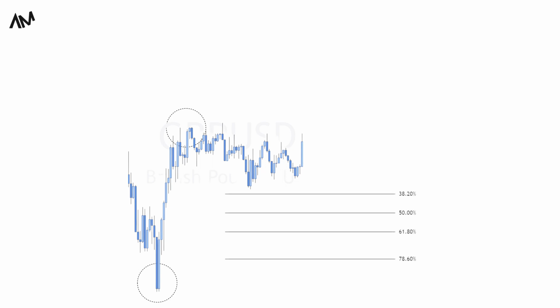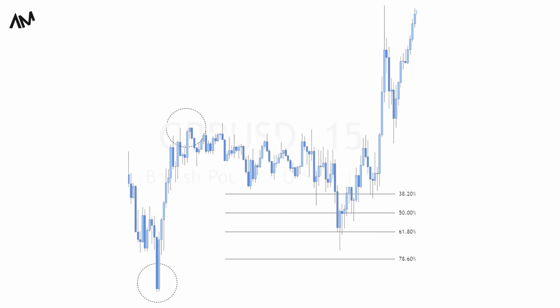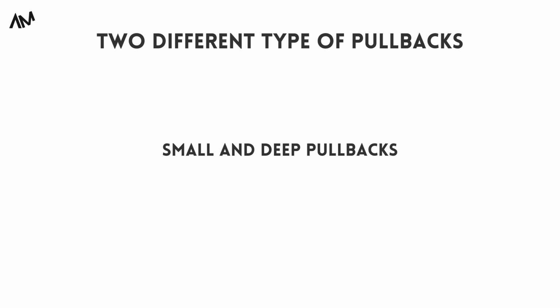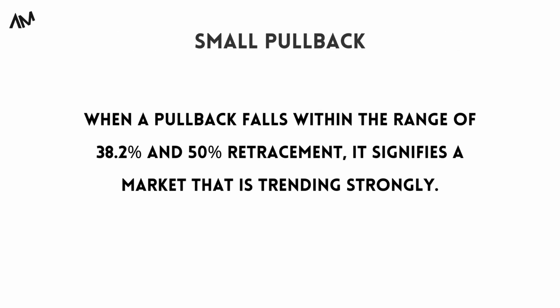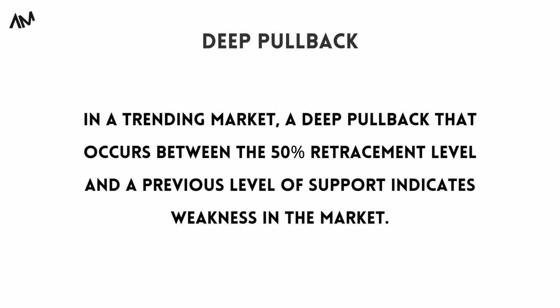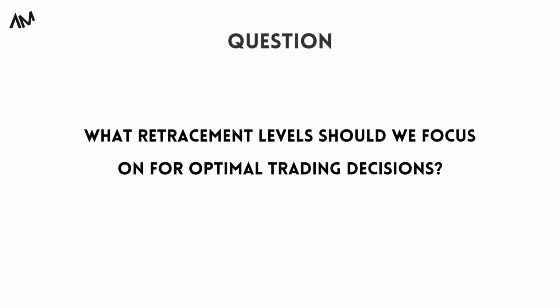When the price pulls back to these levels, they can act as a form of support and potentially reject the price, leading to further upward movement. However, it's important to note that pullbacks come in various shapes and sizes. There are two different types of pullbacks: small and deep pullbacks. A small pullback, ranging between 38.2% and 50% retracement, indicates a strongly trending market. On the other hand, a deep pullback, occurring between 50% and a previous level of support, signifies weakness in a trending market. Now the question arises, which retracement levels should we focus on for optimal trading decisions?